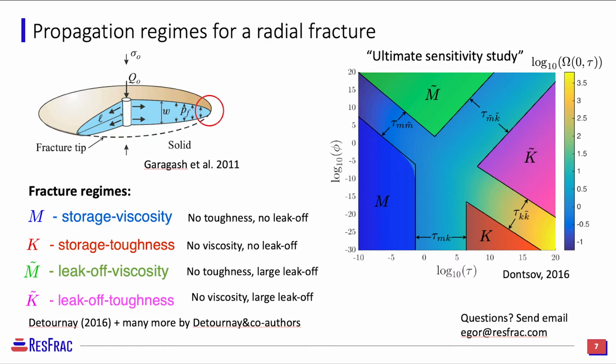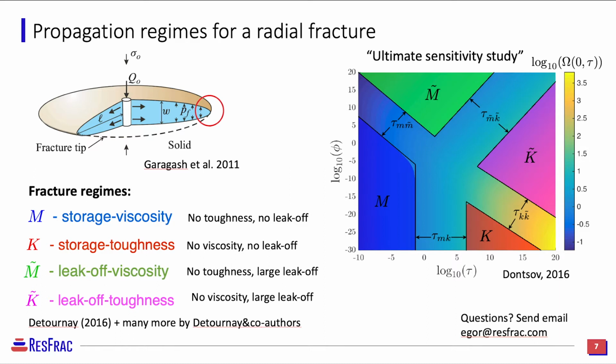One is storage viscosity, when essentially the viscosity dominates the dissipation process and it determines the fracture geometry. And storage essentially means that there is almost no leak-off, or leak-off is negligible. So whatever you pump stays within the fracture. And then you have storage toughness, when, again, you have no leak-off, but you have effectively no viscosity. Basically, the fracture geometry is determined purely by fracture toughness or rock properties.